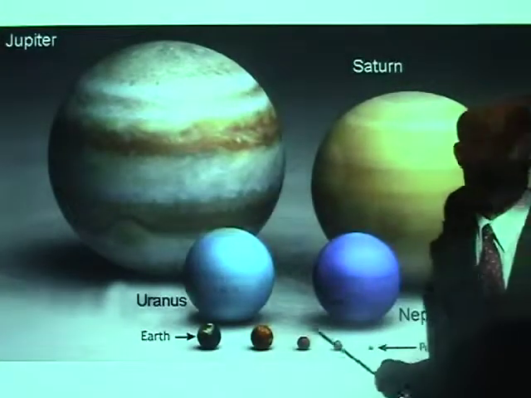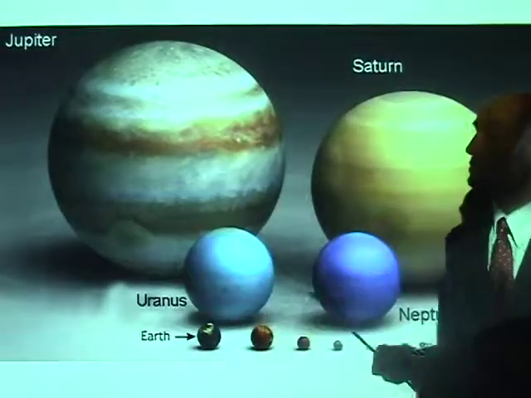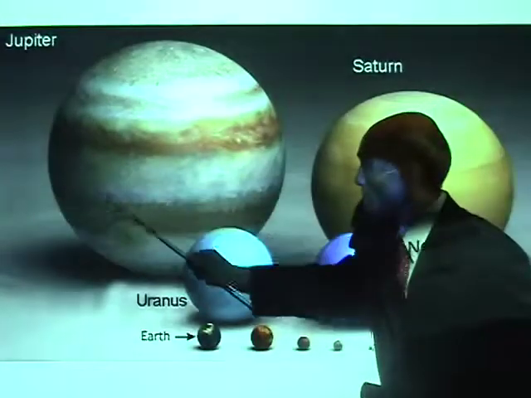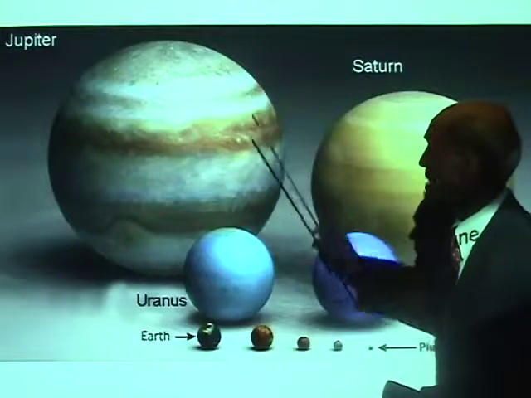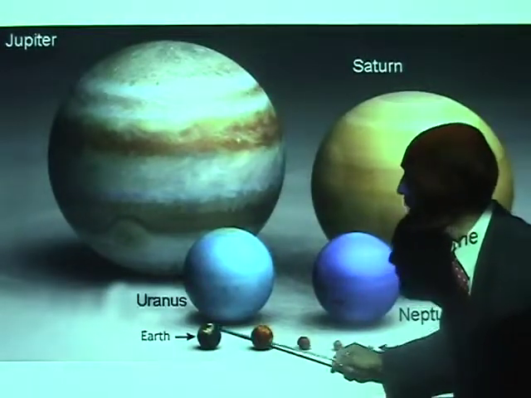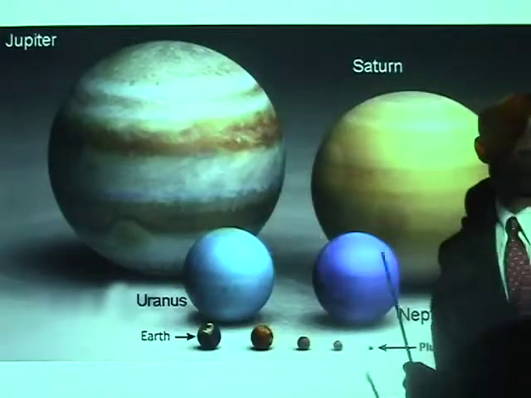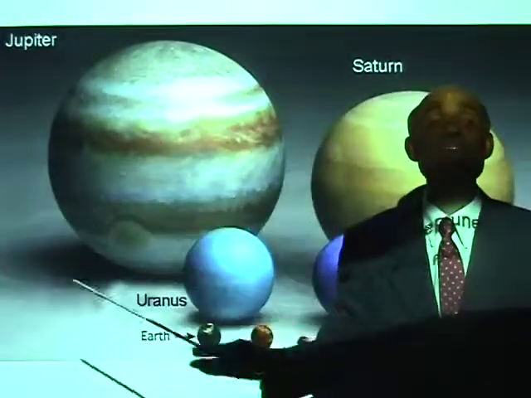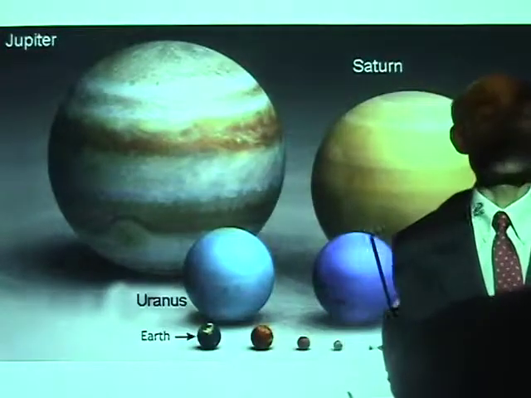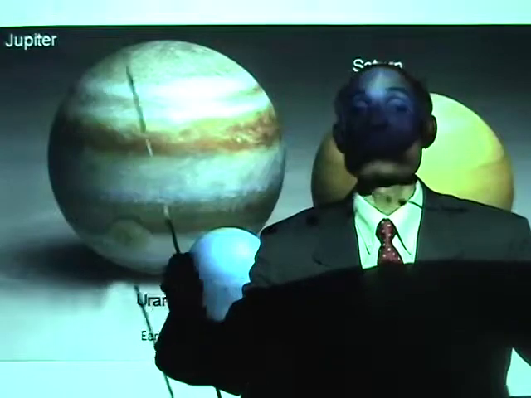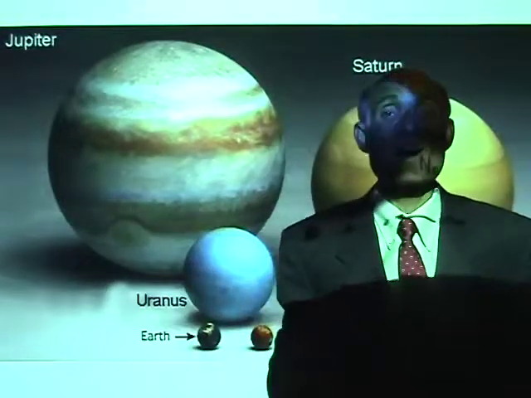Alright, now I have put in the giant planets. Look at Jupiter. Now, when Jupiter is of this size, look at Earth. How many Earths will fit in Jupiter? Jupiter is a great giant planet. In fact, if Jupiter had more mass, it probably would have become a star by itself.